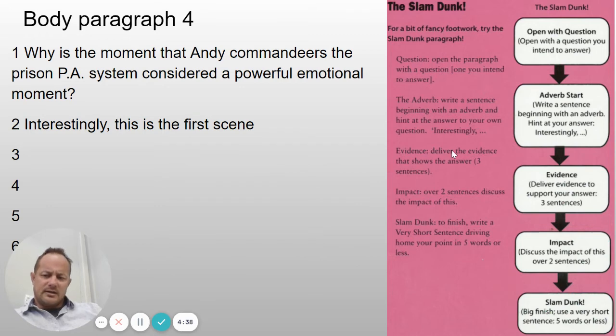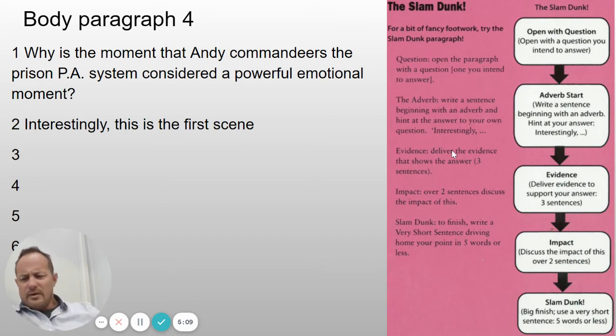And our second sentence, we start with an adverb. And we like to use an adverb because often, but not always, an adverb gives some sort of judgment. It can be perceptive. Not always necessarily. If you use the word firstly or secondly, there's not much judgment there. Okay, I've got the word interestingly. There's a little bit of judgment there, emphasising that it's of interest. Interestingly, this is the first scene.